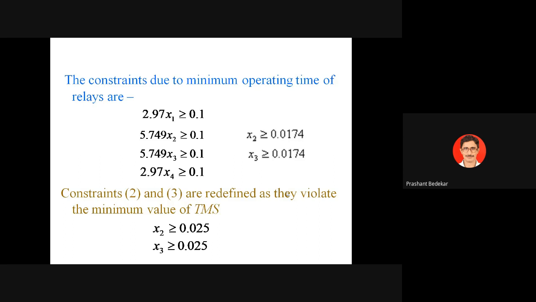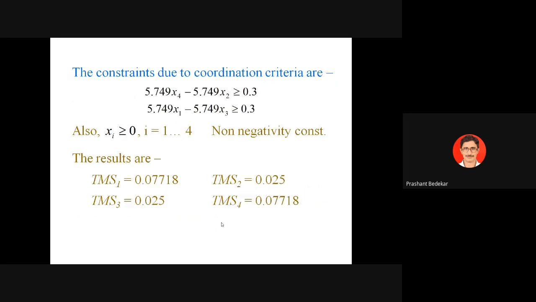But there is a limitation on the lower limit of TMS. The TMS lower limit is 0.025. So x2 has to be greater than or equal to 0.025. So I'll replace this constraint by x2 greater than or equal to 0.025. These are the coordination constraints. Now there are two coordination constraints. In the previous problem there was only one. Now we have two.